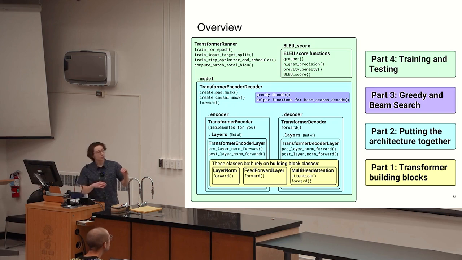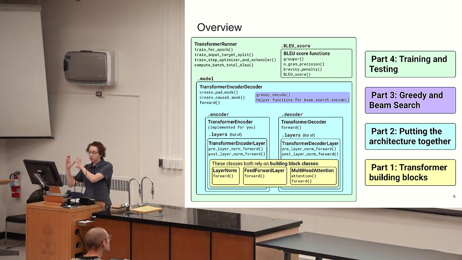So we have first the innermost part, kind of like the core of the onion. We have these building block classes: layer norm, feed forward layer. These are the transformer building blocks. That's in part one. And then on top of this, you have the pieces that put the architecture together. So you have the encoder layer and the encoder, the decoder layer and the decoder, and then the model that puts it all together into a transformer encoder-decoder translation model. And so that's the second part.